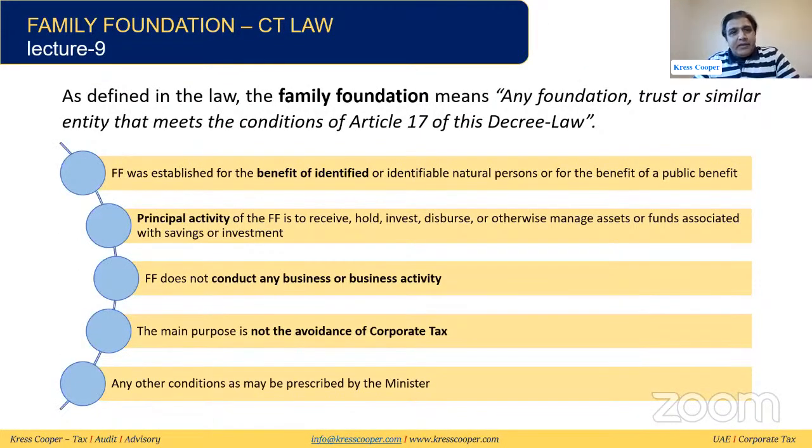CTLA, this definition is very important. It has been given in the corporate tax law. In the corporate tax law, they have defined the family foundation. They said family foundation means any foundation, any trust, or similar entity that meets the conditions of Article 7 of the law. So basically, any foundation or trust, both will be considered family foundations. Trust they are bringing under the family foundation, foundation they are bringing under the family foundation. Since both entities have similar objectives, they are treating them as one family foundation.